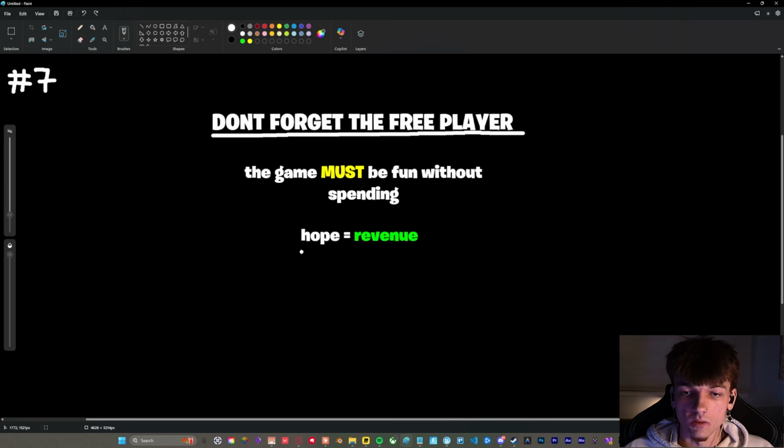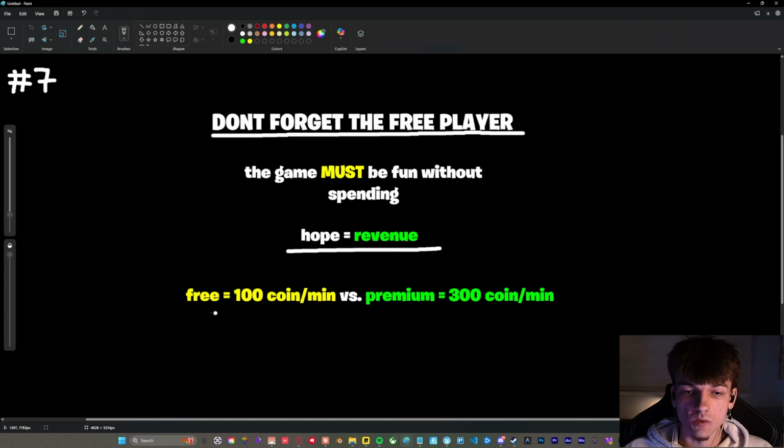It's really important that you understand the balance between pay to win and free to play, because if it's so pay to win, then you're losing out on potential customers in the future, and it overall negatively impacts your islands. An example of this would be a free player could get 100 coins per minute, which still is enough to play the game and still is fun to play, but the premium player would get 300 coins a minute, which is objectively faster, and they'll progress faster through the map, but it still has to be fun for both players.